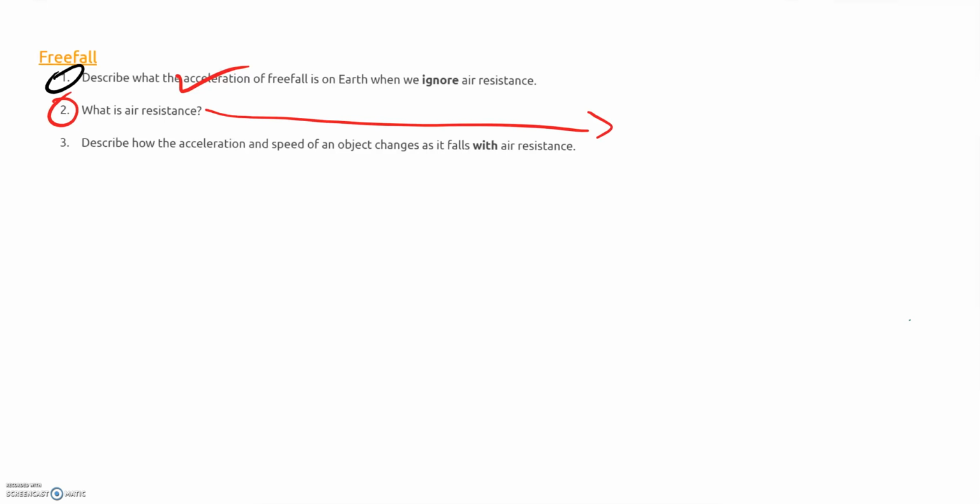I mean, you've experienced it in a swimming pool. If you haven't, try running in a swimming pool next time you're in there, and you'll feel that force caused by all those water molecules colliding with your body as you try and run through it.